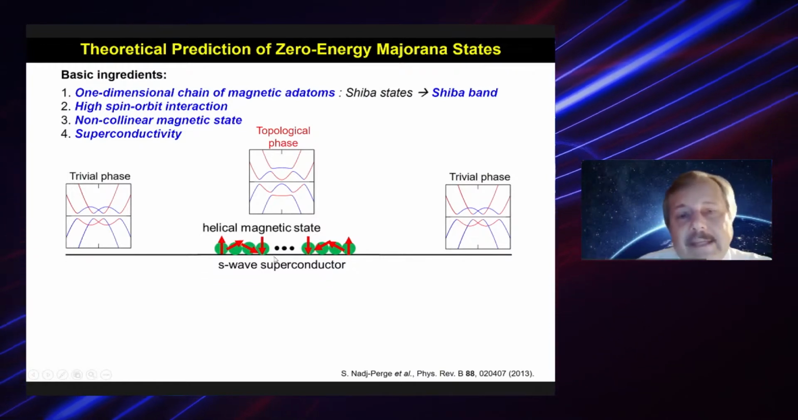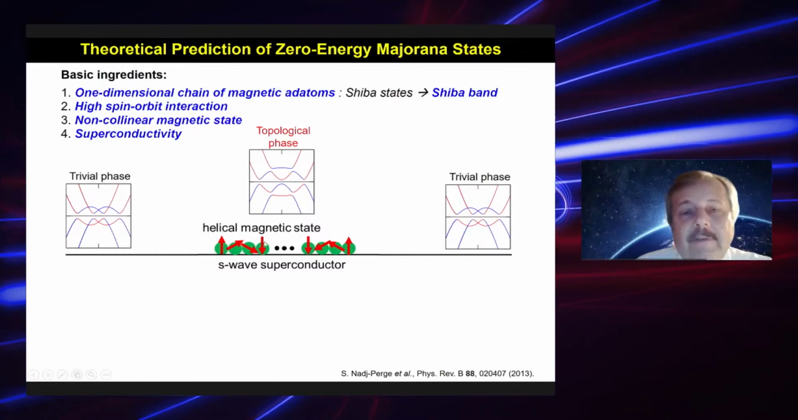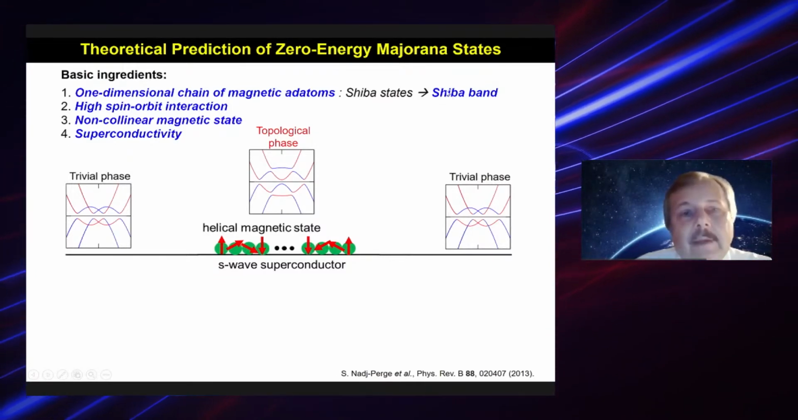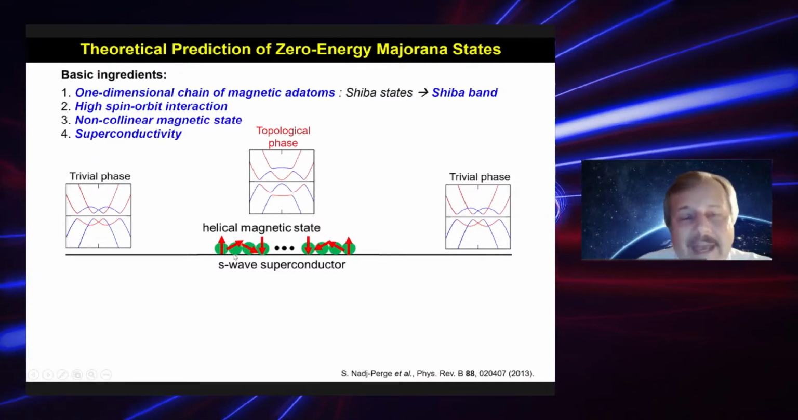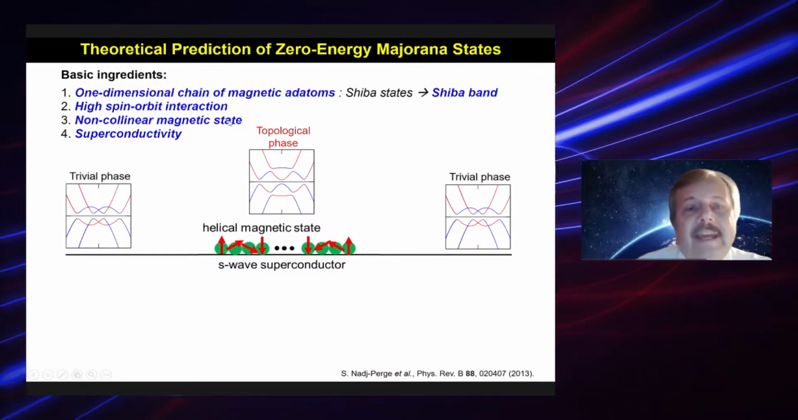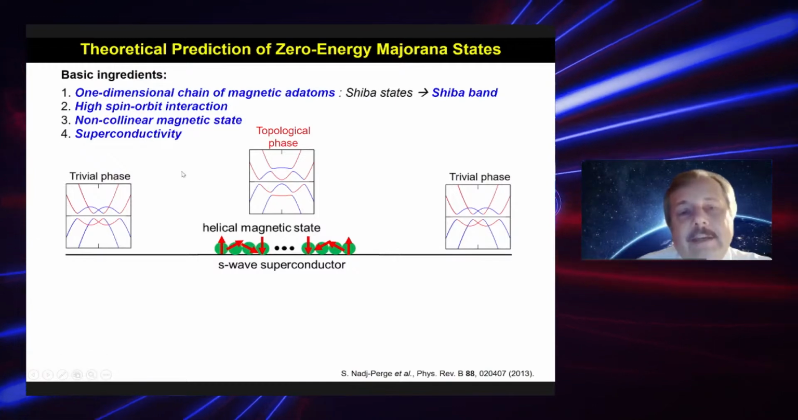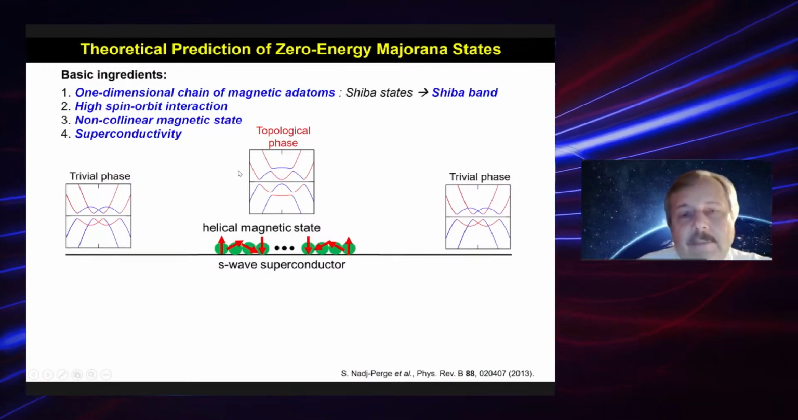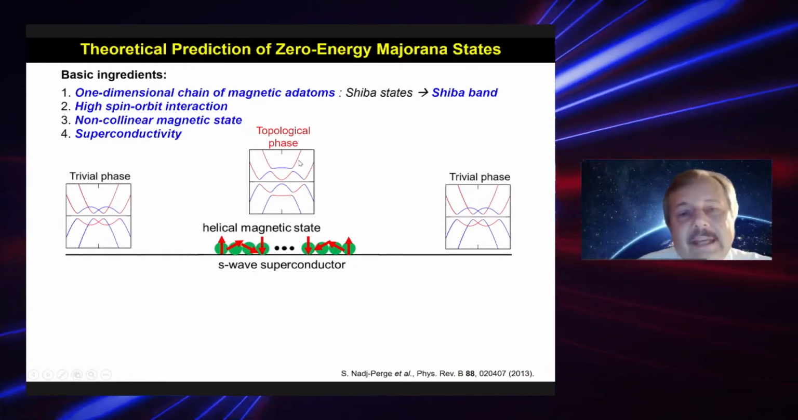What happens then is that the Shiba states of the individual magnetic impurities will hybridize and form a one-dimensional Shiba band. And then if you bring together high spin-orbit coupling and the magnetism, you basically split these bands in momentum space as well as in energy. And if you also have a fourth ingredient, namely superconductivity by proximity coupling, then you can induce a topological superconducting phase with a characteristic band structure as indicated here.